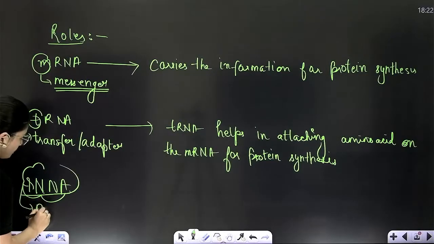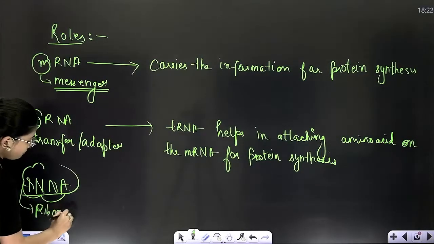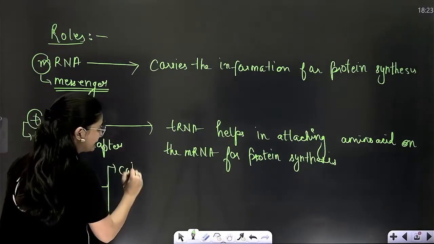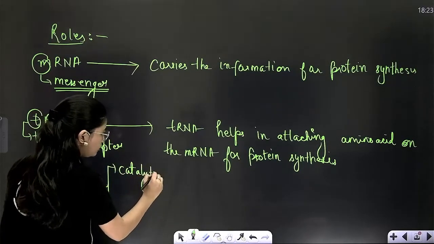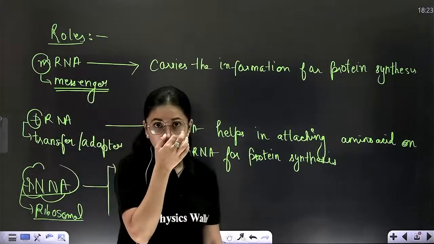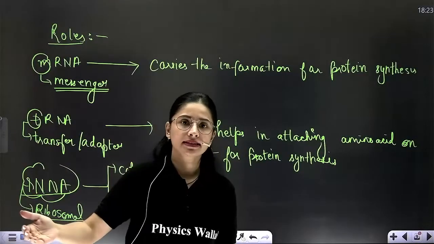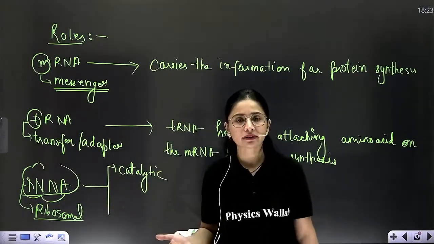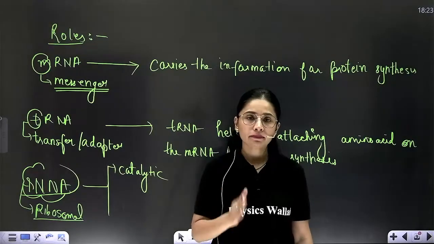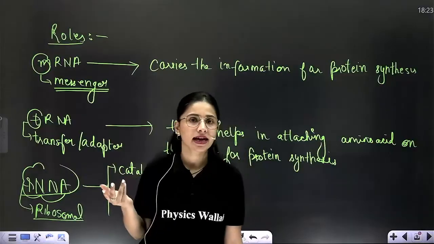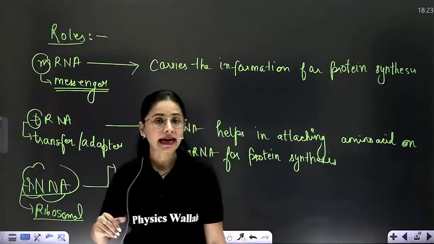R stands for ribosomal RNA. They have many roles. They have a catalytic role. They can be used as catalysts. You study in zoology ribozymes. Ribozymes are RNA-based enzymes. Which RNA? rRNA. rRNA like 23S and 28S in prokaryotes and eukaryotes respectively, they help in making the enzymes. So rRNA has a catalytic role.